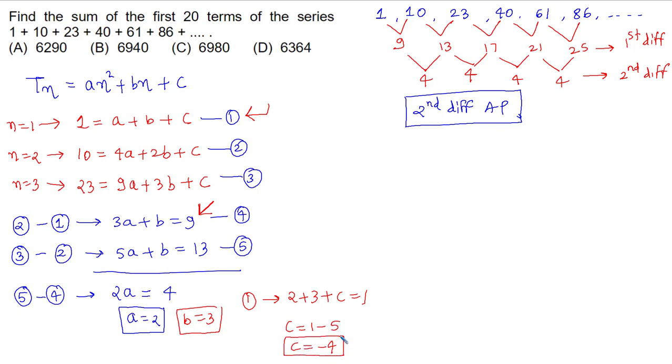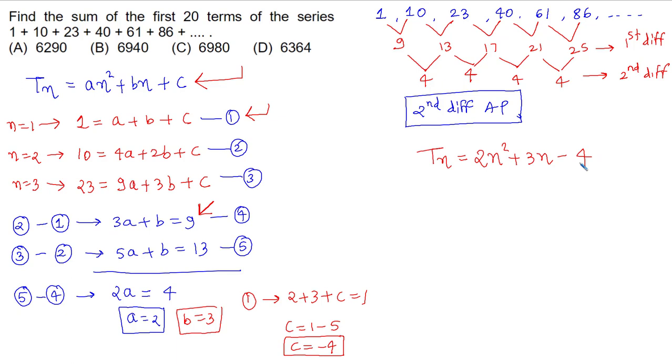Yes, this is a bit lengthy question. Okay, so let's continue. Over here we got a formula, the formula to find the nth term. Let's put the values of a, b and c here. Let's put a is equal to 2, b is equal to 3, c is equal to minus 4. That is equal to 2n square plus 3n minus 4. This is the formula to find the nth term.